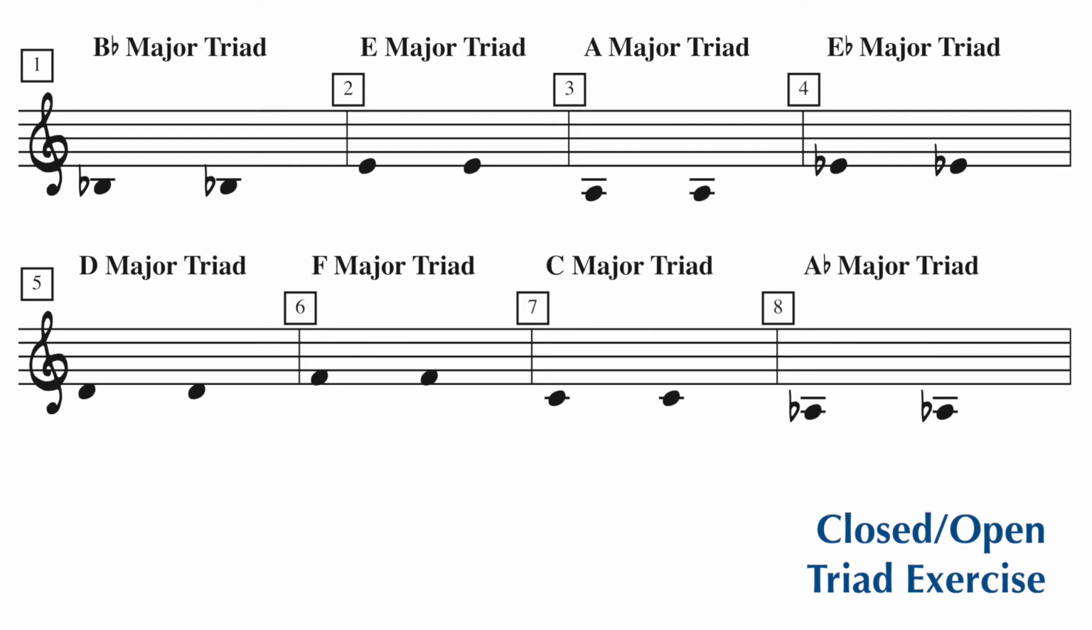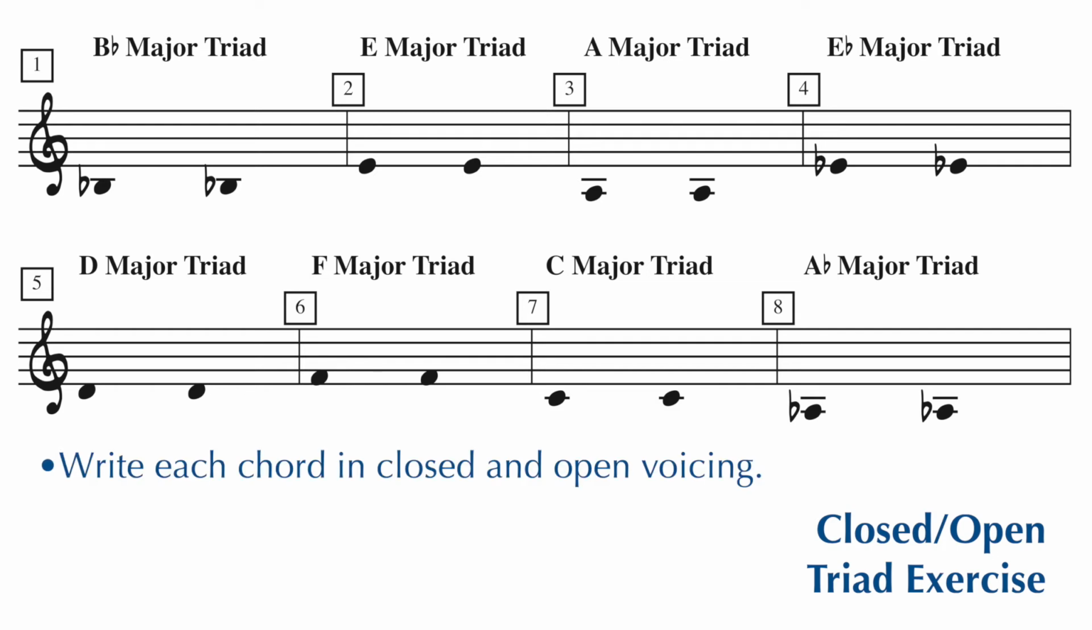At the bottom of page 41, we have this closed, open, major triad exercise. So you're given the name of a triad. Your job is to write each triad in both closed and open voicings. Again, if you have my book, Guitar Theory Modules, you can write your answers right there in the book, and you can check your work on page 213.